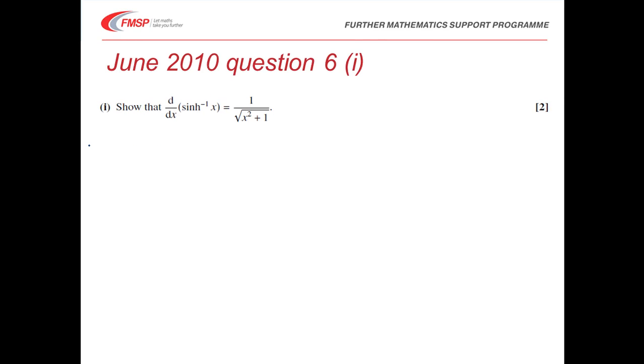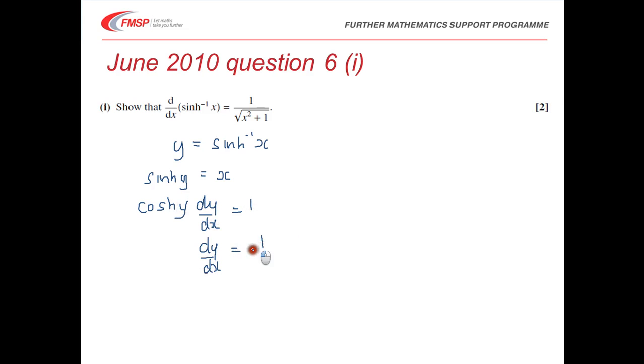So let's start by looking at part 1. Part 1 really is this bookwork sort of question that you should have practiced before and be familiar with the technique. So we'll let y equals inverse sine of x, which means that sine of y is equal to x. And then we can differentiate implicitly, so we end up with cos y dy by dx is equal to 1, and dy by dx is equal to 1 over cos y.